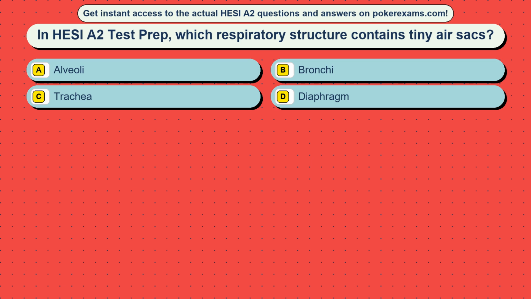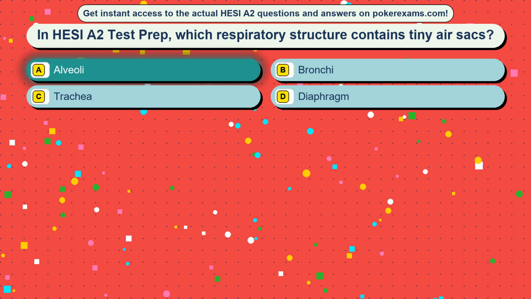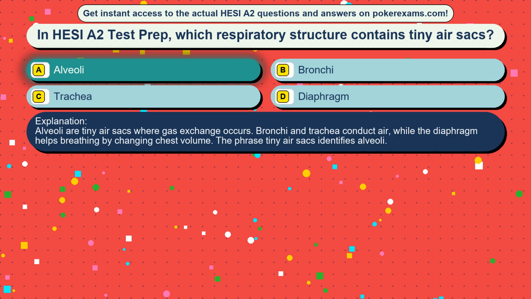Question 33. In HESI A2 Test Prep, which respiratory structure contains tiny sacs? Option A, alveoli. Option B, bronchi. Option C, trachea. Option D, diaphragm. The correct answer is option A, alveoli. Alveoli are tiny air sacs where gas exchange occurs. Bronchi and trachea conduct air, while the diaphragm helps breathing by changing chest volume. The phrase tiny air sacs identifies alveoli.